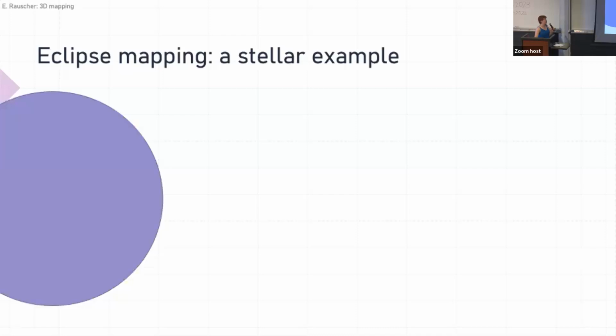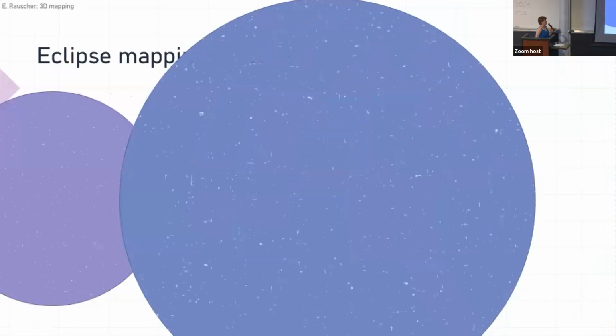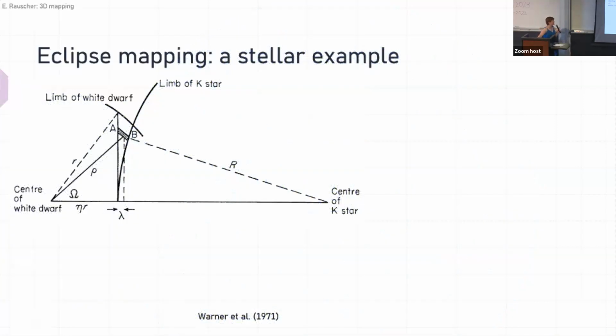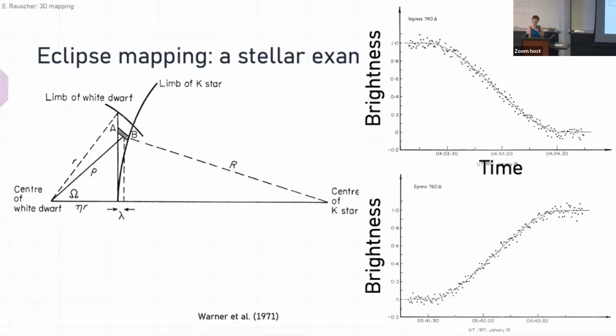So in astronomy, one of the early techniques of eclipse mapping was to use stars eclipsing each other to map. So now you have a star, you block it with another star, and in this case, the one that's being blocked is a white dwarf, the one in front is a main sequence star. And so you can see early in the 70s, this was done. These are the data.